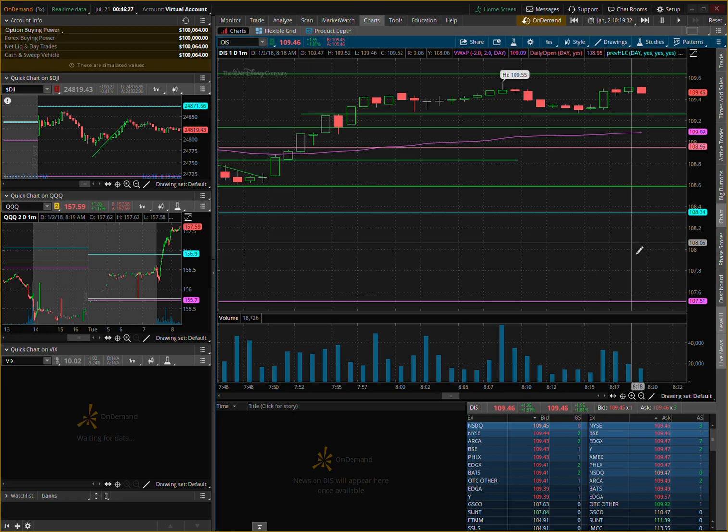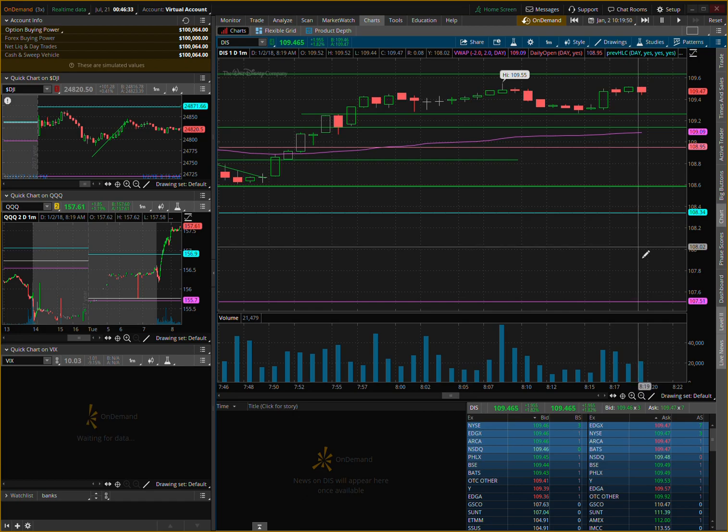There has to be a reason to sell. There has to be a reason to sell. And when the stock breaches a support, then that is a reason to sell.